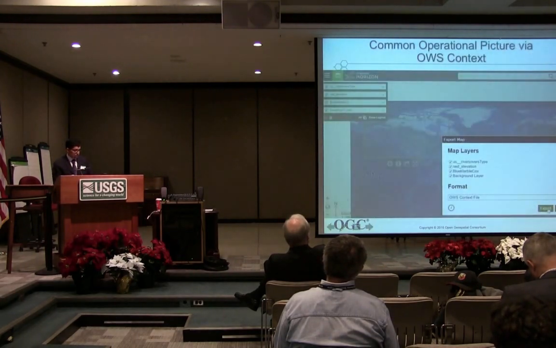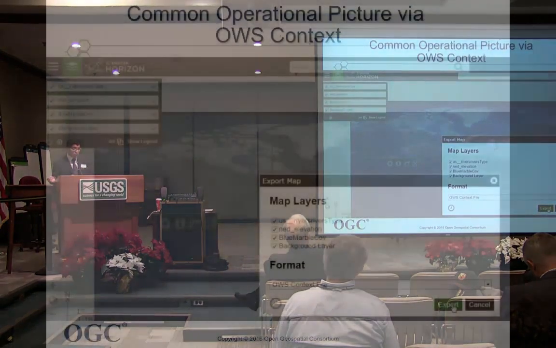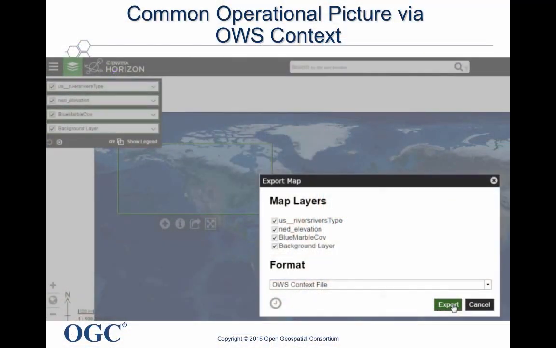The analyst from the command center searches the catalog in this SDI, displays the data, and selects the critical ones that he would like to share with other folks at the command center. And they use the OWS Context. So we advanced this technology that allows sharing a common operational picture in a very easy way. The other user at the command center opens this OWS Context document and can replicate the information that the other user was looking at.